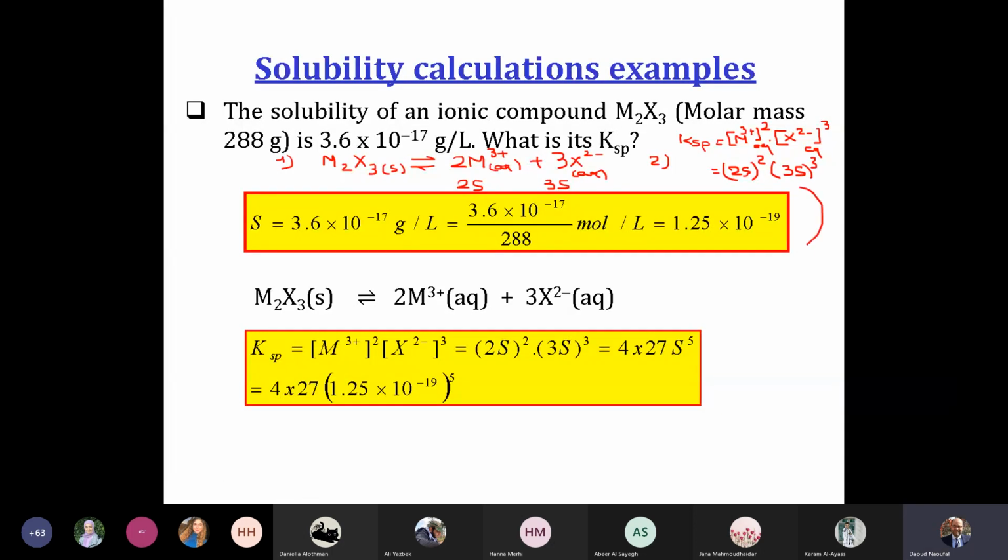And pay attention that this solubility should be in mole per liter. But the solubility given in the exercise is in gram per liter. So we have to transform the solubility from gram per liter to mole per liter.